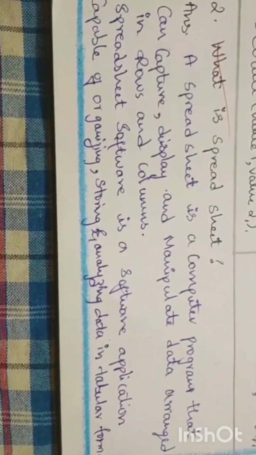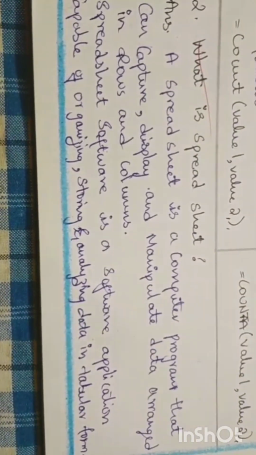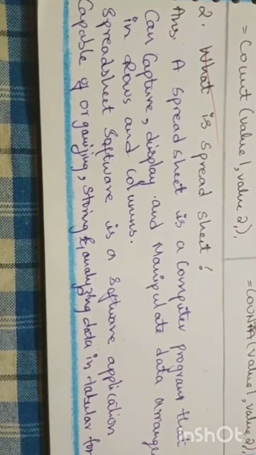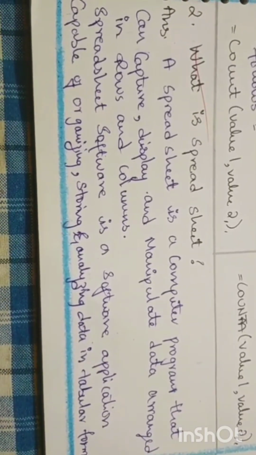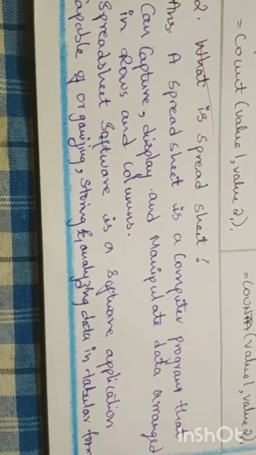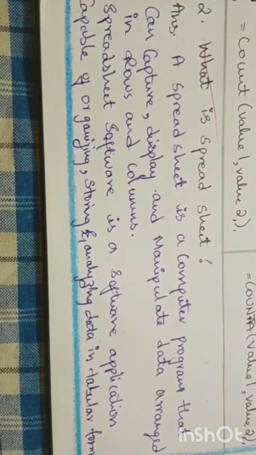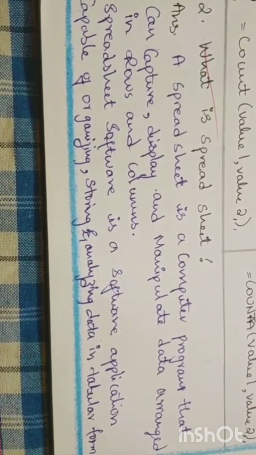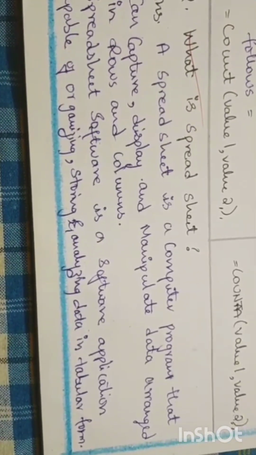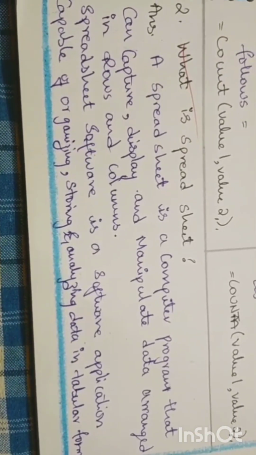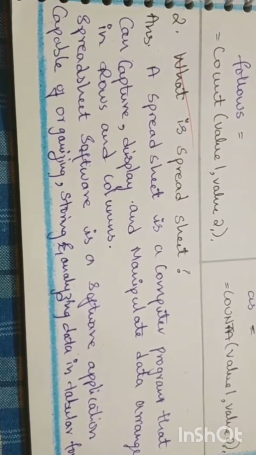So next, what is a spreadsheet? As I mentioned, MS Excel is a spreadsheet program. I am giving a basic understanding of what this spreadsheet program is. A spreadsheet program is a computer program that can capture, display, and manipulate data arranged in rows and columns. Spreadsheet software is a software application capable of organizing, storing, and analyzing data in a tabular form. As I said, Excel allows users to organize, analyze and manipulate data.